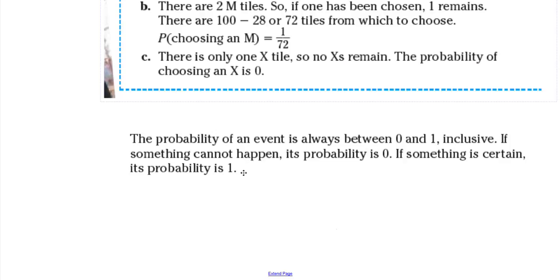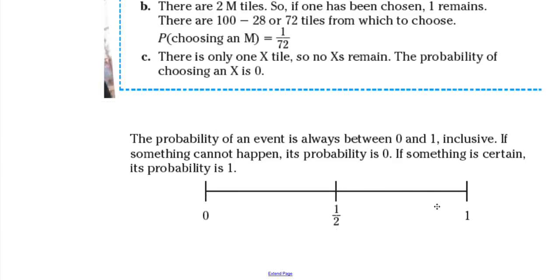Finally, the probability of an event is always between 0 and 1, inclusive. If something cannot happen, its probability is 0. If something is certain, its probability is 1. So let's make a number line: 0, 1 half, and 1. If the probability is 0, that means it is impossible that an event will happen. 1 half, it's a 50-50 chance that an event will happen, and 1, an event is certain to happen. So take note of that when you're talking about the probability that an event will occur.